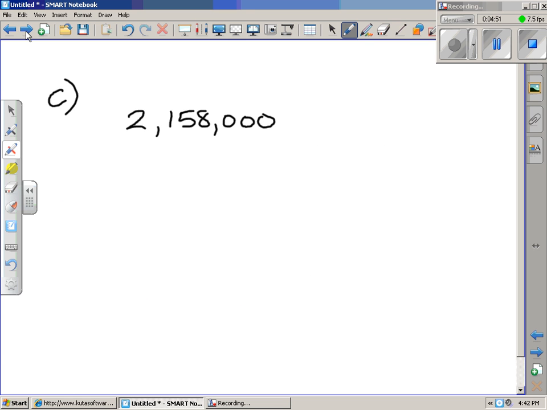Next example, C. We start with the decimal here. We move it over 1, 2, 3, 4, 5, 6 times. So this becomes 2.158 times 10 to the 6th power because the original number was a large number, so this should be positive. So we moved it 6 places, so you put a 6 here.